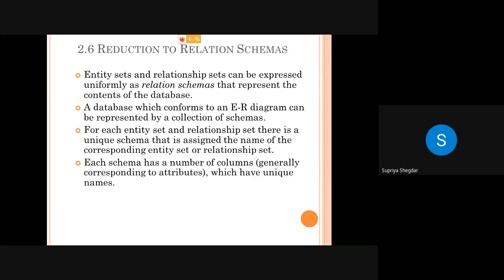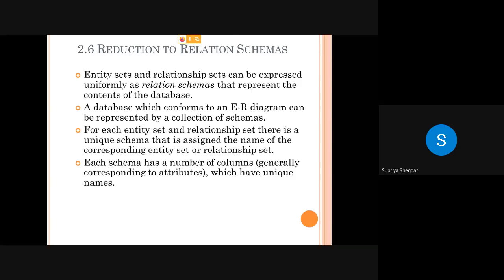Means suppose we have drawn an ER diagram that contains entity sets, relationship sets, then some participation, if the weak entity set is there, then different attributes, then we have to translate these notations or these diagrams into the relational schema. So how to convert into the relational schema, that we will see in this point, that is reduction to relation schema.